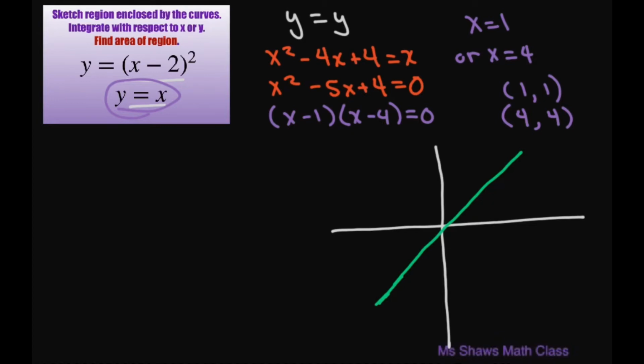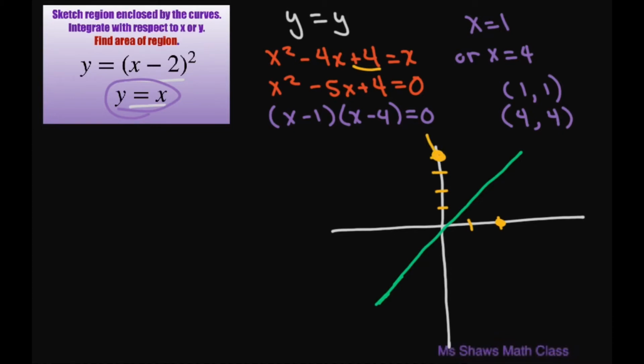And then we have y equals (x minus 2) squared. Okay, so that's a parabola that opens up that's shifted to the right by 2. So there's your 2. And the y-intercept is 4. So I'll go 1, 2, 3, 4. So it goes up here.